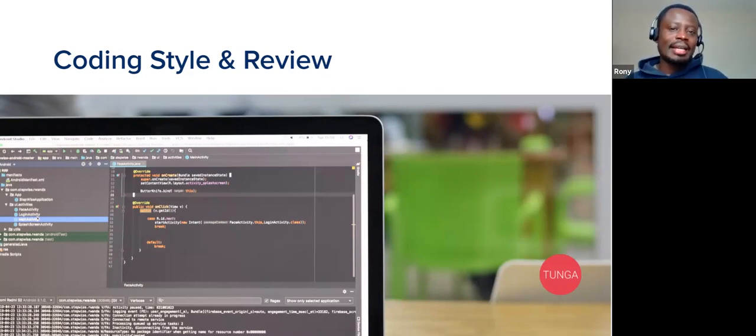Now once we have these guidelines at Tunga, on how we follow code style, it becomes pretty easy for us to do code review. But previously it was just a mess. Every developer would do the code review on his own, and then give a report, and the reports were not matching. So this was a real problem for us. But once we got the coding style guideline in place, it was okay for us.